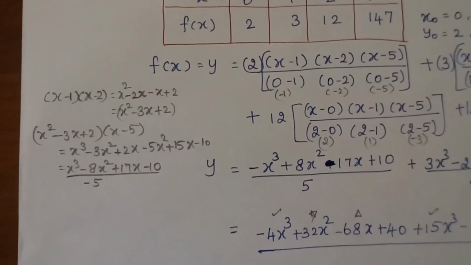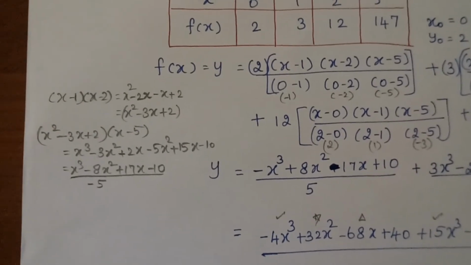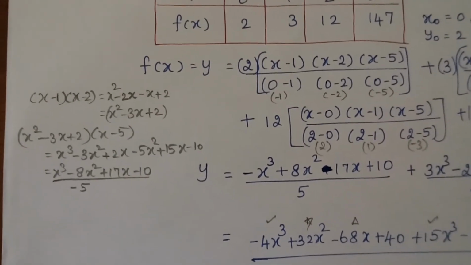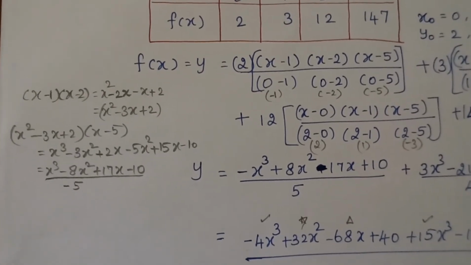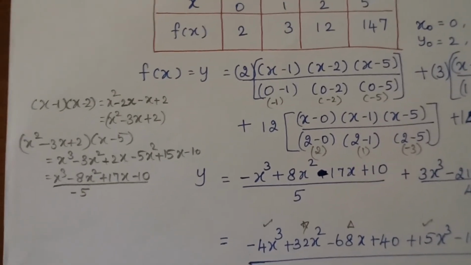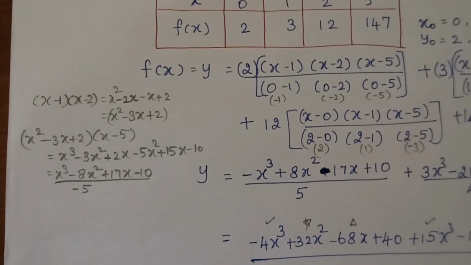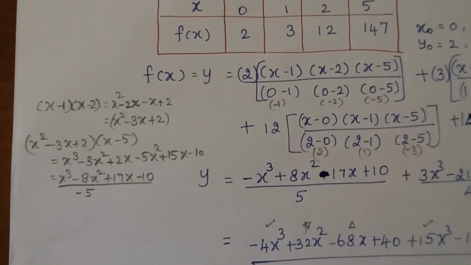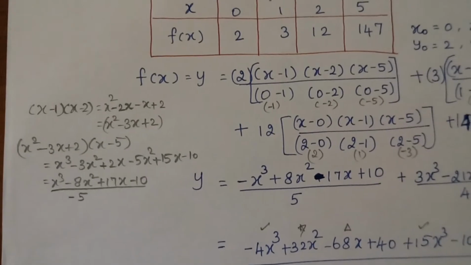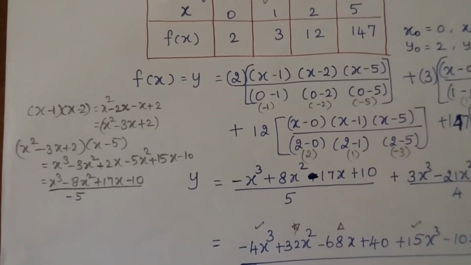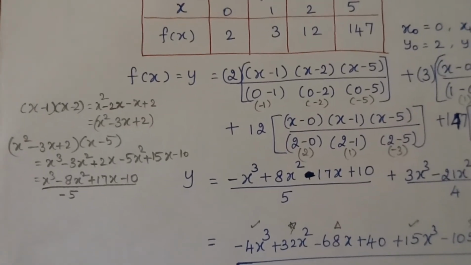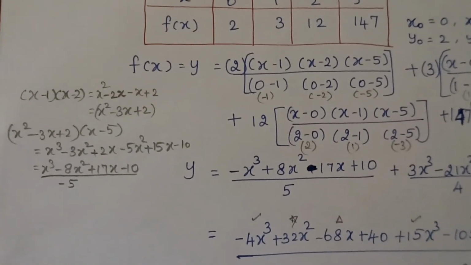x minus 1, x minus 2, just if you multiply x into x, x squared, and then minus 2 into x, you will be getting minus 2x, and then minus x, minus 1 into minus 2, it is plus 2. Just multiply the two roots, that is x minus 1 and x minus 2. Just you multiply the equation, so you will be getting x squared minus 3x plus 2. Now again I should multiply with one more term, that is x minus 5.